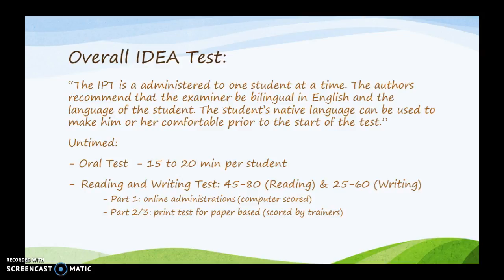The oral test usually takes about 15 to 20 minutes per child, while reading and writing tests differ. As you can see here on the screen, reading usually takes 45 to 80 minutes, while writing takes 25 to 60 minutes. The reading and writing test part 1 is an online administration, so it's computer scored, and parts 2 and 3 are print tests, so paper-based, and these are scored by the trainers.